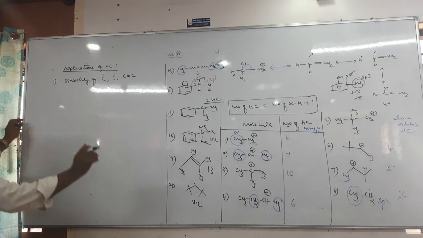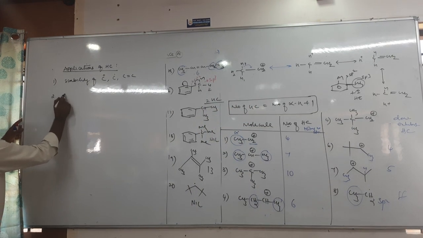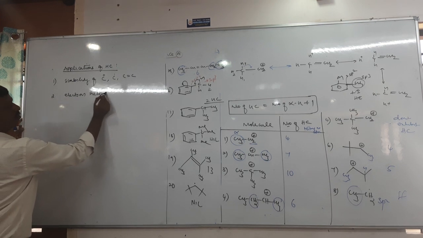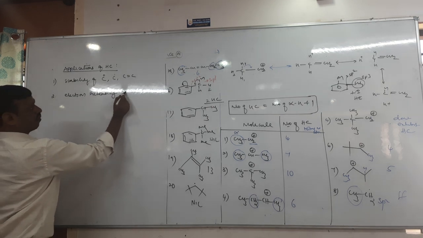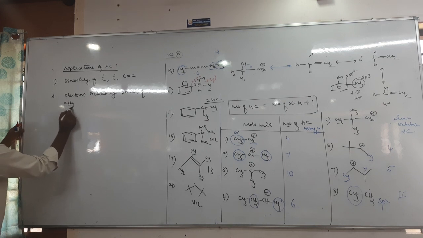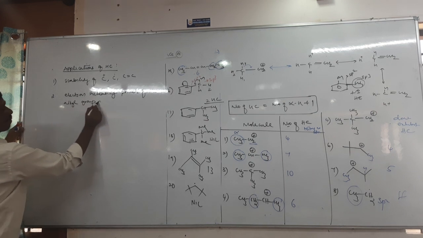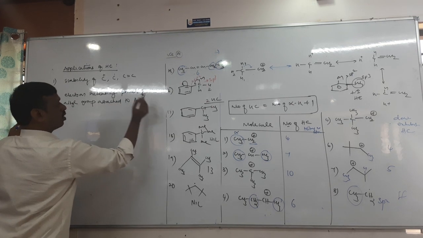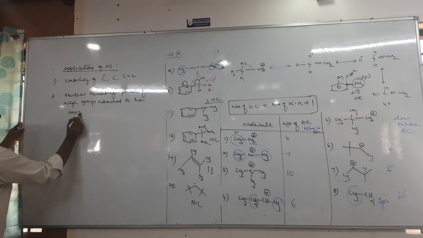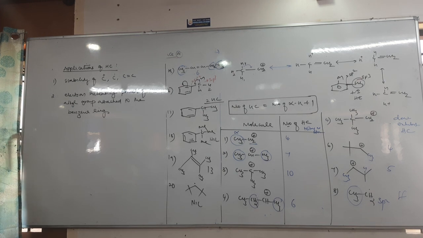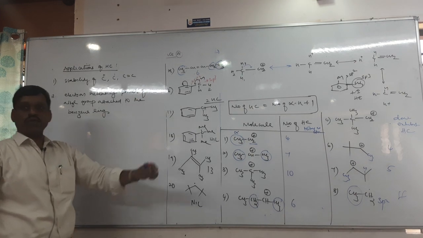2, electron releasing power of the alkyl group attached to the benzene ring, right? Electron releasing power of the alkyl group attached to the benzene ring. Just now we discussed that, that is only that.